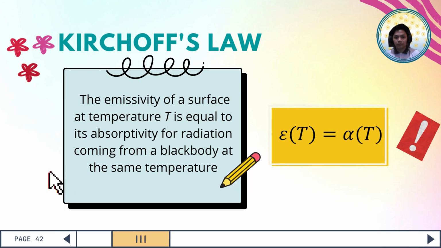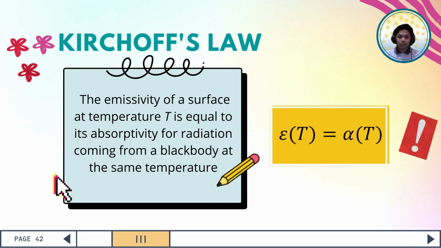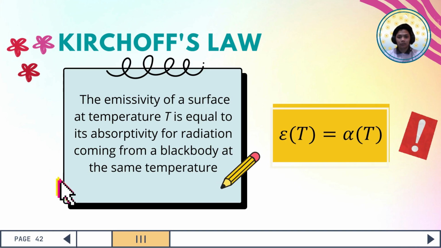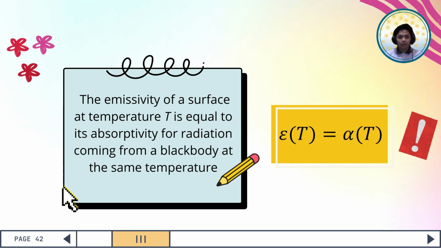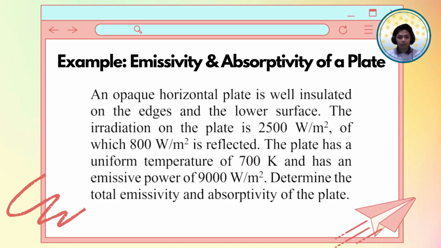According to Gustav Kirchhoff, or Kirchhoff's law, the emissivity of a surface at a temperature T is equal to its absorptivity for radiation coming from a black body at the same temperature. With this, we can obtain the relationship between emissivity and absorptivity as depicted on the right. Now, let us have one example for emissivity and absorptivity.